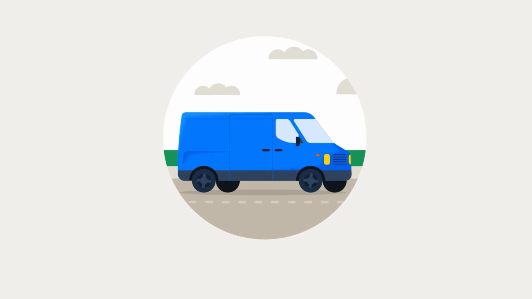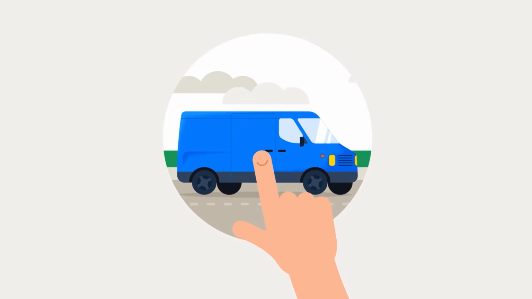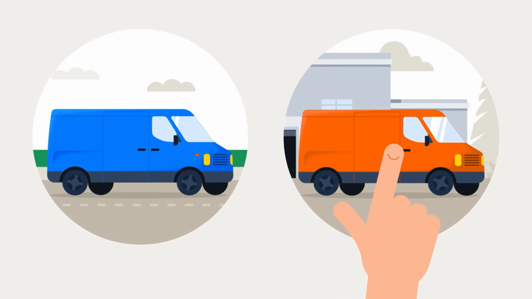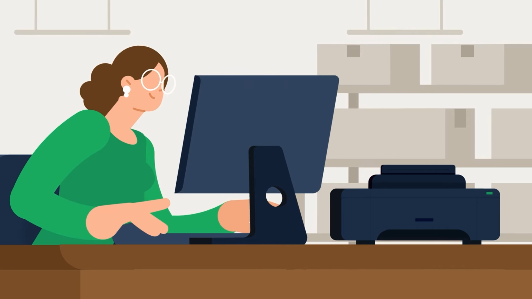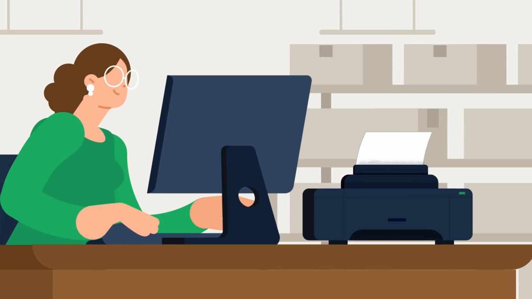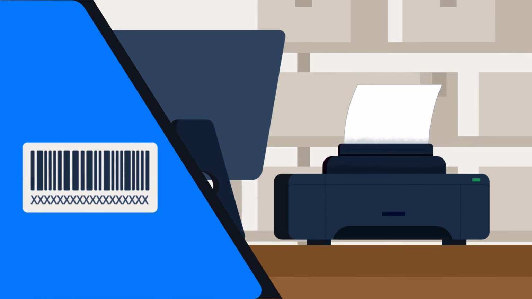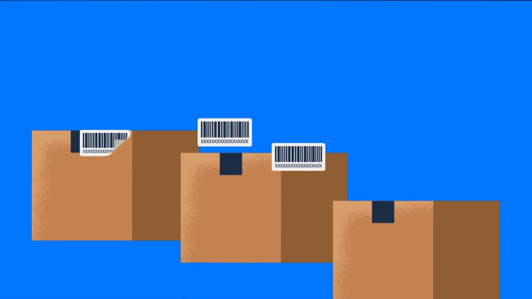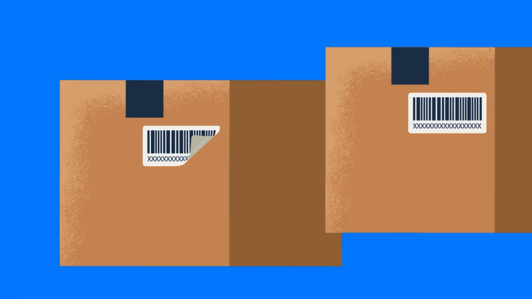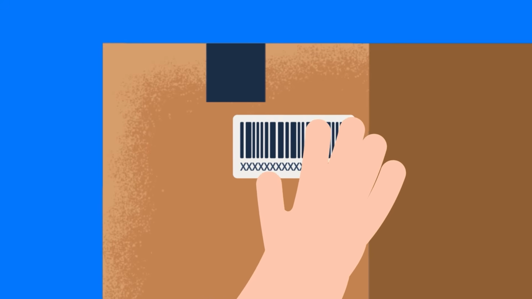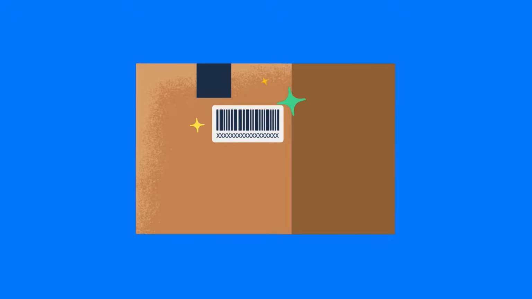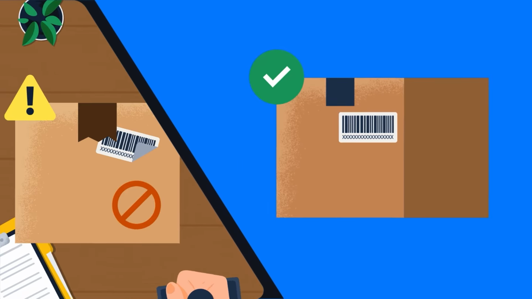Next, you'll choose either Amazon Partnered Carrier or Seller Managed Carrier as your shipping method. Regardless of the method, you'll then print the required Serialized Ship Container Code, or SSCC, box labels. Each label is unique for one box, and the labels must be placed flat and uncovered on the outside of each box to avoid delays or rejections.